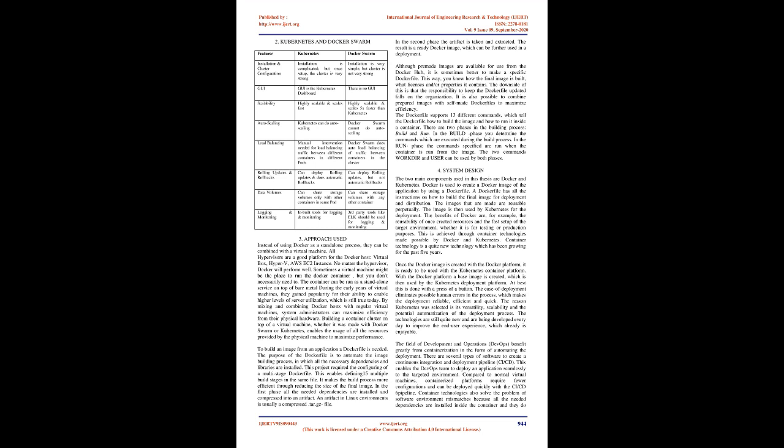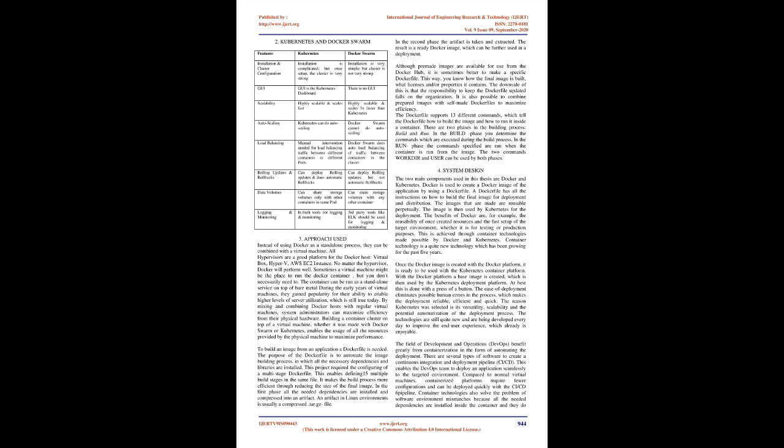2. Kubernetes and Docker Swarm. Features: Kubernetes, Docker Swarm. Installation and cluster configuration. Kubernetes: installation is complicated, but once set up, the cluster is very strong. Docker Swarm: installation is very simple, but the cluster is not very strong. GUI. Kubernetes: the GUI is the Kubernetes dashboard. Docker Swarm: there is no GUI. Scalability. Kubernetes: highly scalable and scales fast. Docker Swarm: highly scalable and scales 5x faster than Kubernetes.